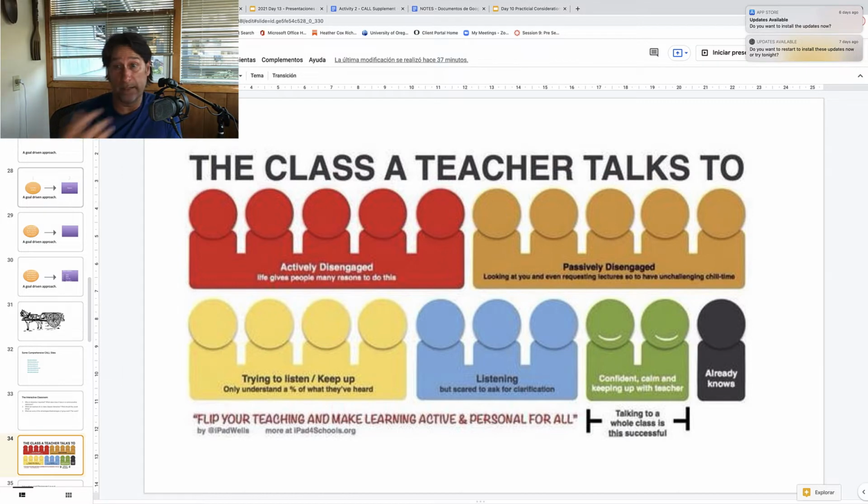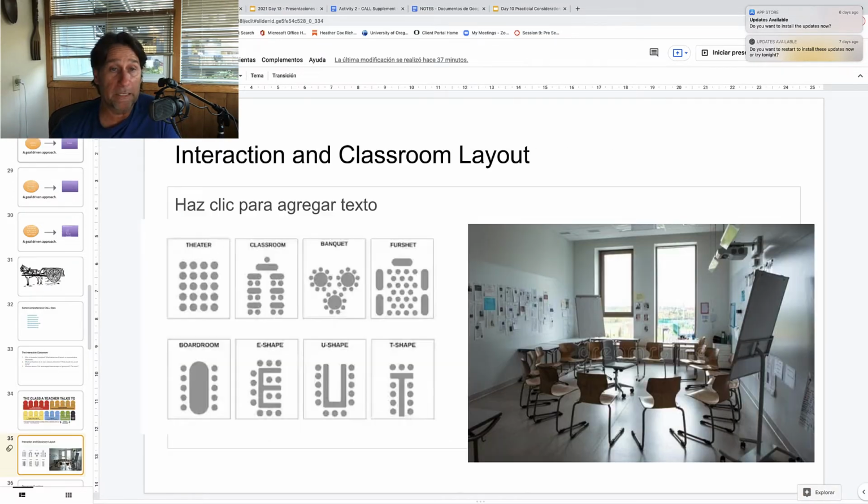They're looking at you, but they're not really following what's going on. Some of them are trying to listen and keep up, but they're only getting some percentage of what you're saying. Some of them are listening, but they're too scared to ask questions if they're confused. A few of them are confident, calm, and they're keeping up with you. They're right in that zone. And then maybe there's some that already know what you're talking about, and so maybe they're bored. It's funny because you're looking for that prime zone, and that's really hard if it's just you talking the whole time as the teacher. You don't get a lot of sense of students being engaged with you.